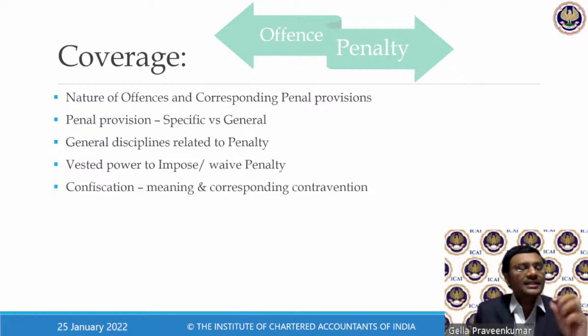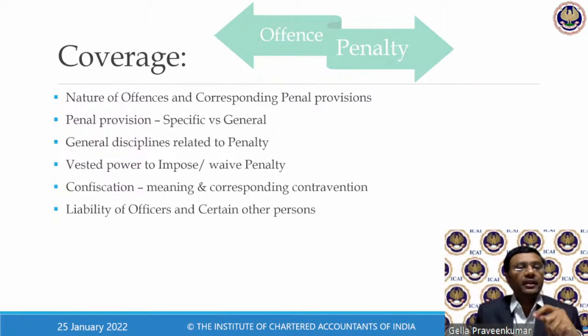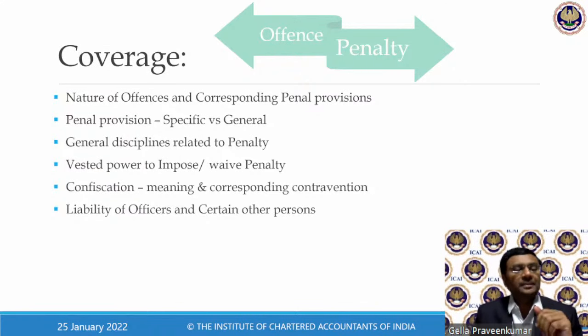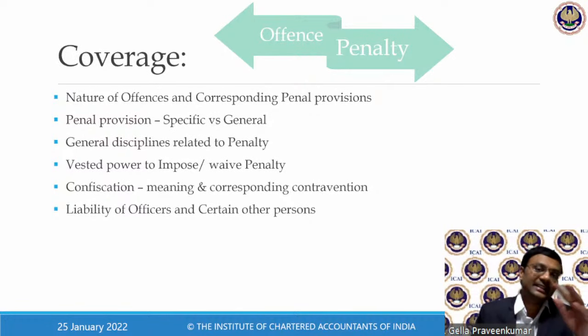In the process of our discussion, we will look at certain provisions connected with the confiscation of goods and the corresponding activity which the officer takes on those confiscated goods. Liability of officers and certain other persons. In the process of this audit, assessment, or review mechanism, the government officer is a custodian of confidential data of a registered person. What is the responsibility cast on the officers and certain other persons?